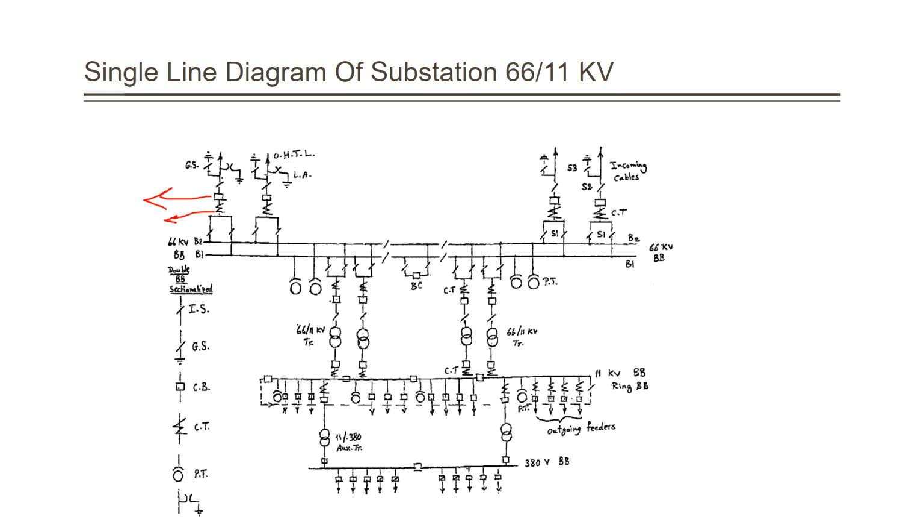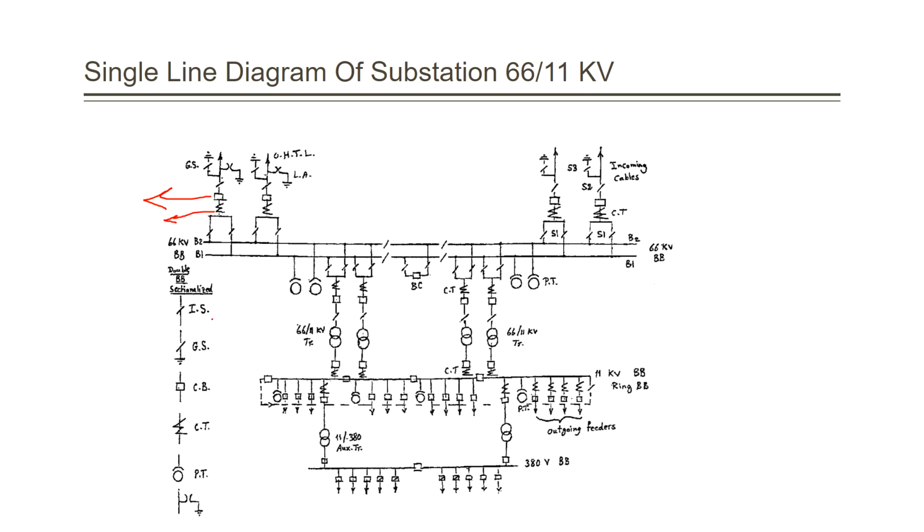Now another thing you will find that we have here, this symbol represents the potential transformer, which is used also for protection and voltage measurements. You know that the potential transformer, as we discussed, is used to step down the voltage inside the circuit in order to measure the actual value of voltage.